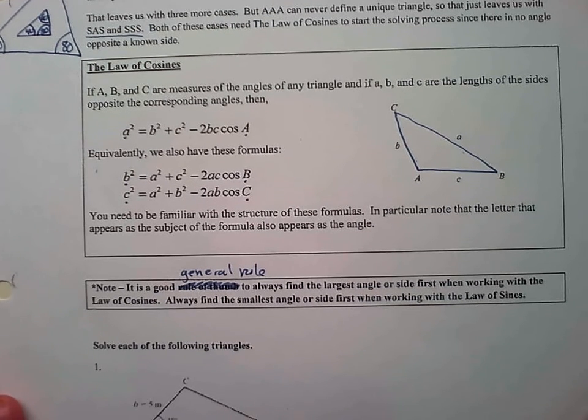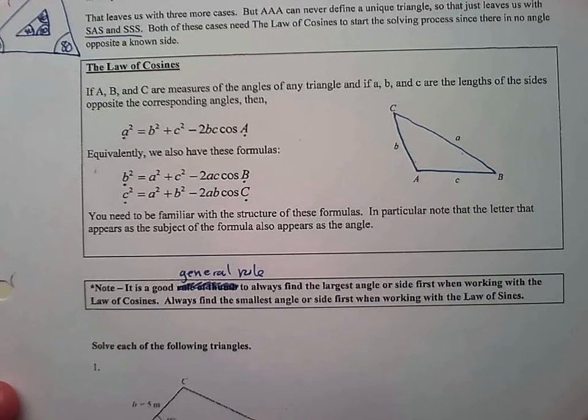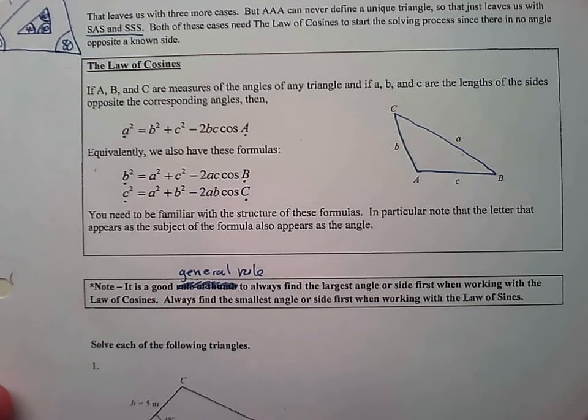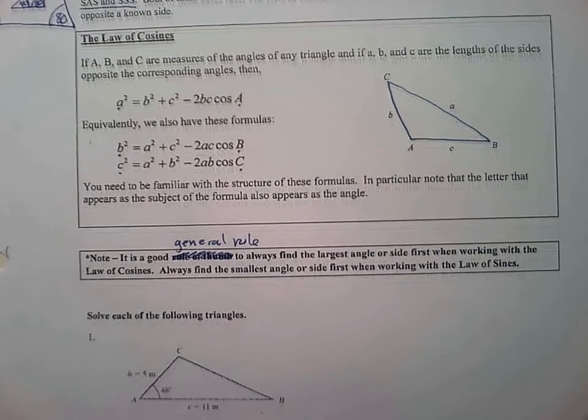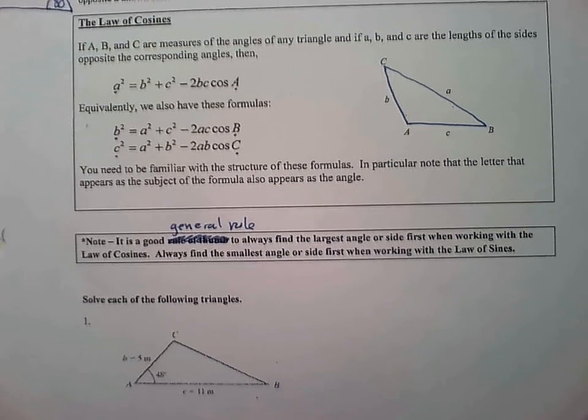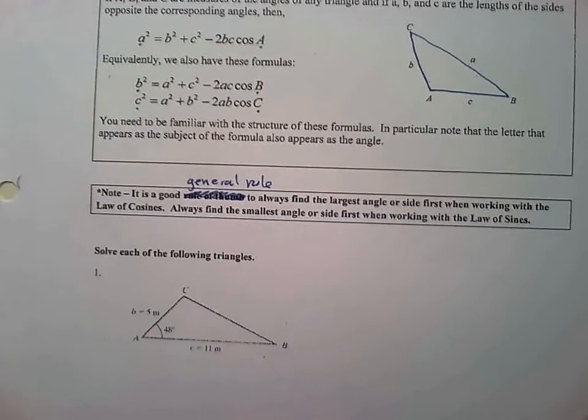I don't like it. But it is a good general rule to always find the largest angle or side when working with the law of cosines, and always find the smallest angle or side when working with the law of sines. That's just a general rule. It's not necessarily one that you need to follow strictly, and we'll probably even do an example here where we're not going to follow this, just to show you that it can still work nevertheless.